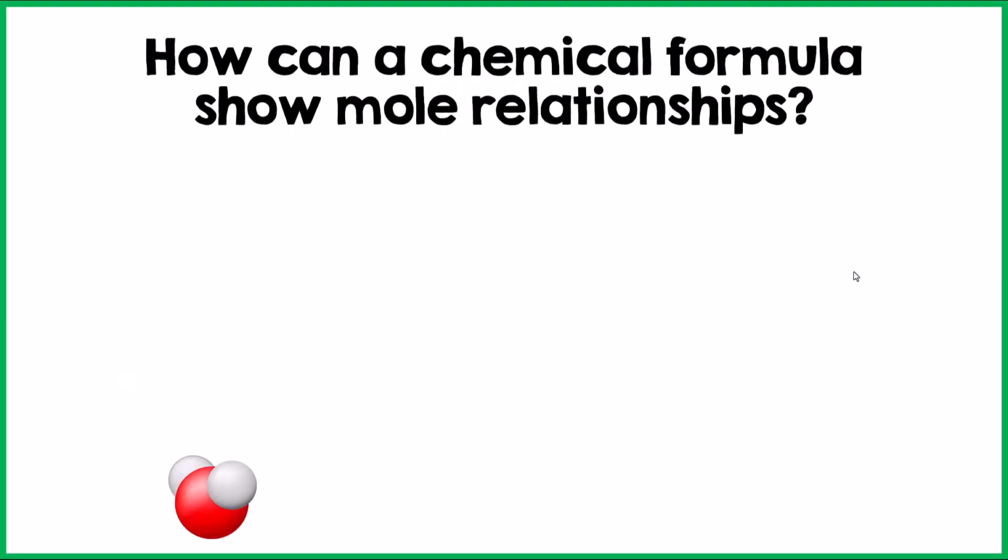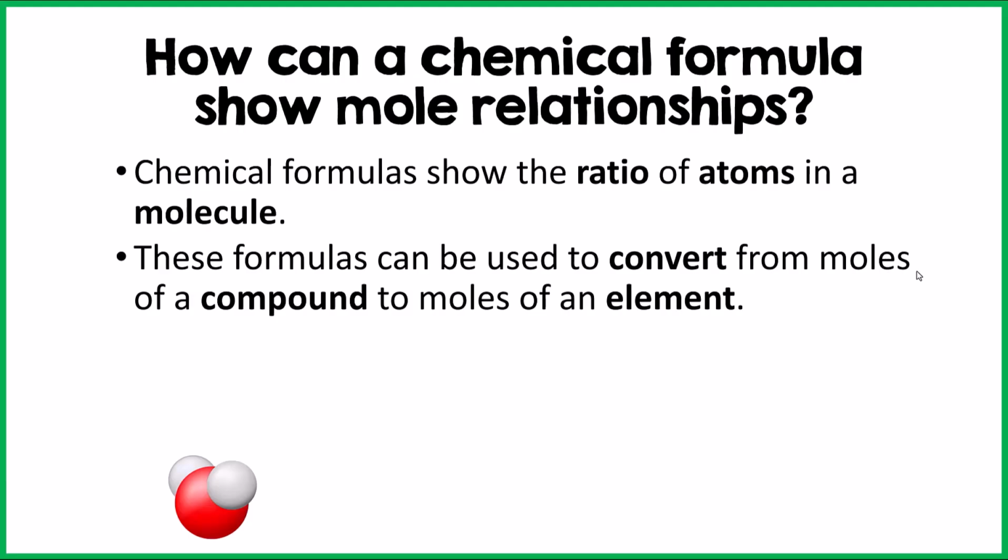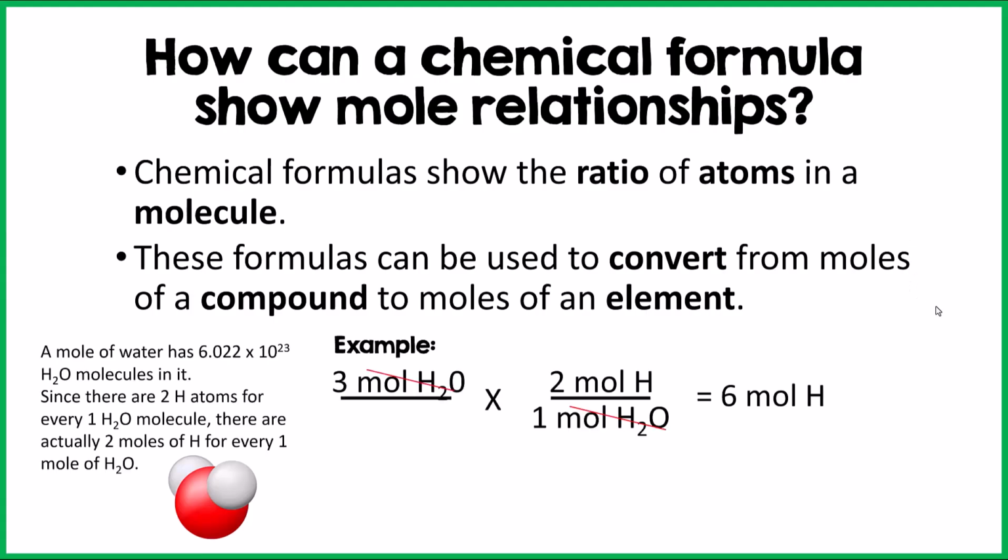How can a chemical formula show mole relationships? Chemical formulas show the ratio of atoms in a molecule. You already know that. These formulas can be used to convert from moles of a compound to moles of an element. So here's an example. A mole of water has 6.022 times 10 to the 23rd H2O molecules in it. So this whole molecule, one mole of that whole molecule.